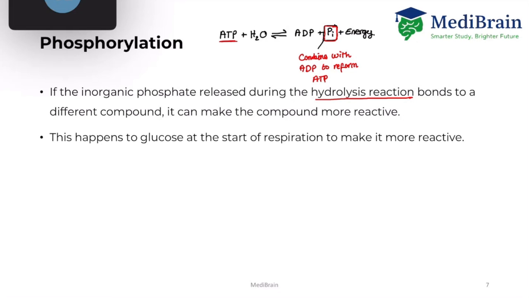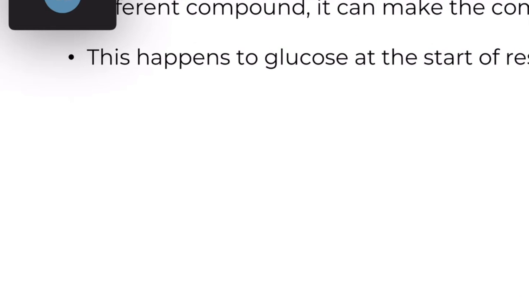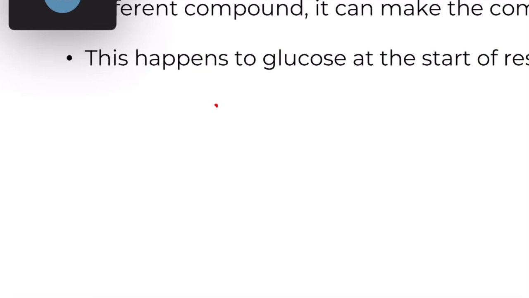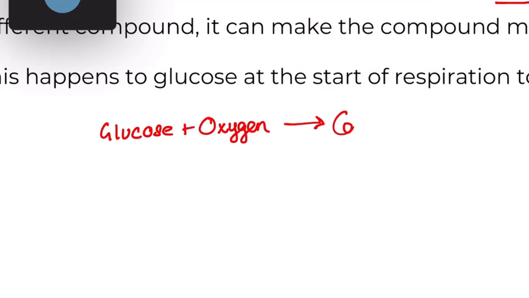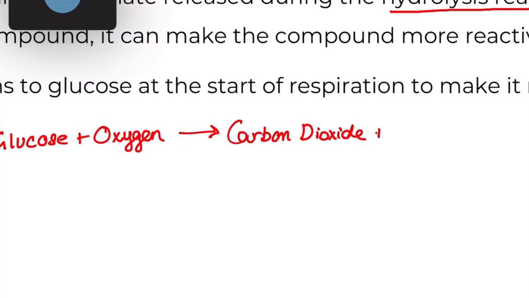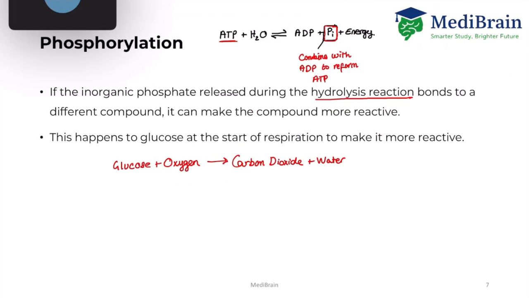And this happens to glucose. Respiration uses glucose, and as a recap of respiration, we have glucose reacting with oxygen, and we produce carbon dioxide and water.